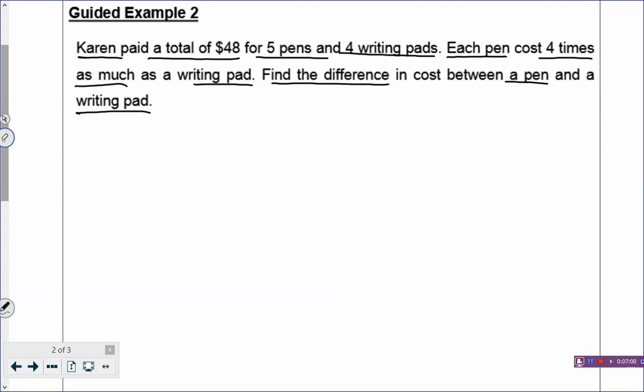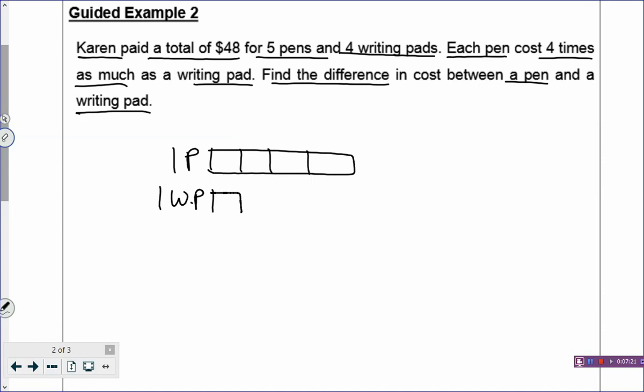So we are going to draw the second sentence. So 1 pen costs 4 times. You draw a rectangle and you cut the rectangle into 4 boxes. So a rectangle and 1, 2, 3, and 4. And a writing pad will cost 1 time, which is 1 box. So that is your multiplication model.